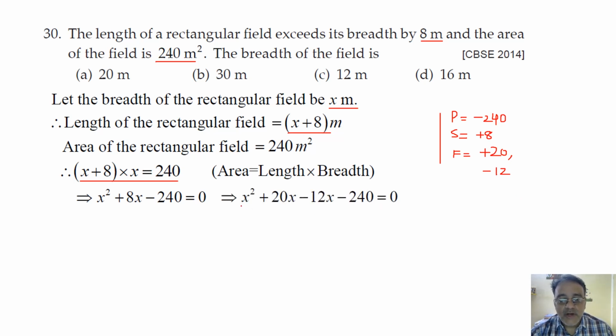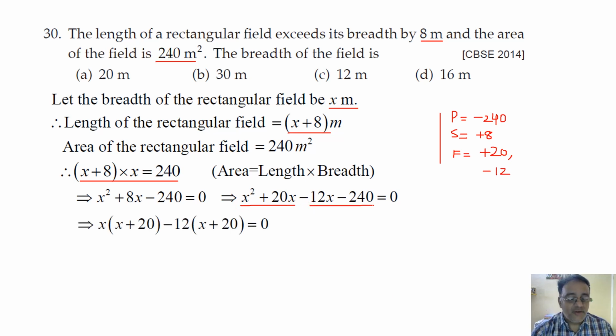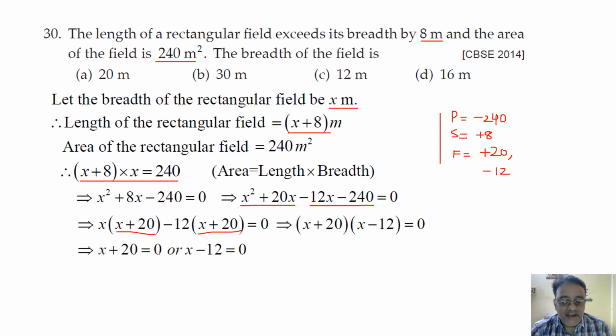Right. Now what is the common between these two terms? X. Here minus 12. Very good. So we are getting x plus 20 into x minus 12 is equals to 0. So either x plus 20 is equals to 0 or x minus 12 is equals to 0. So we are getting two values. One is minus 20, other one plus 12.